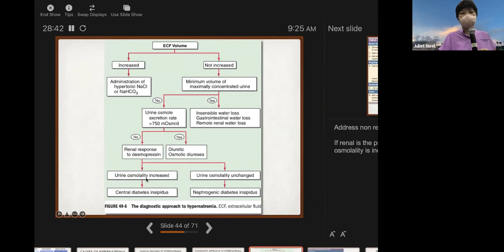You look at the urine osmolality, whether it's increased or unchanged. If it's increased, that's central DI. If it does not change, it means it's nephrogenic DI because it does not respond to vasopressin. If it's concentrated, then most likely it's a loss, most likely GI or insensible water loss.